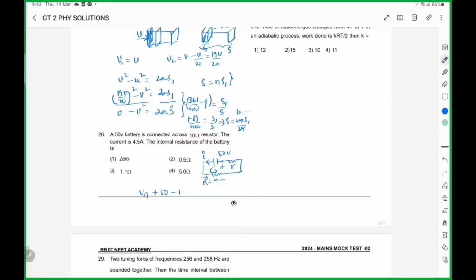50 minus 10I minus Ri is equal to V. So 50 is equal to 10 plus R into I. So he has given I as 4.5. With 4.5 I here, I will be 50 by 45, so R is 1.1 ohms.